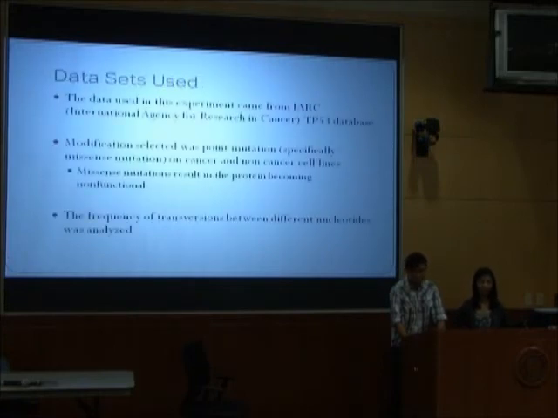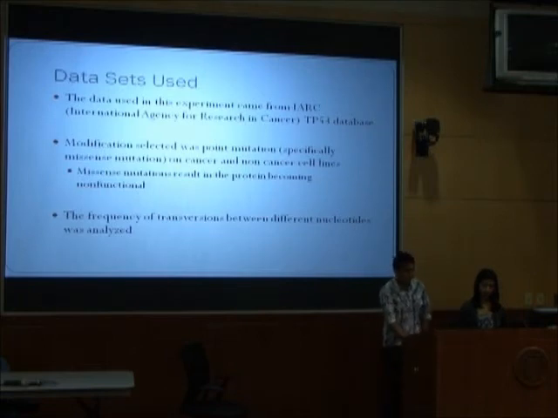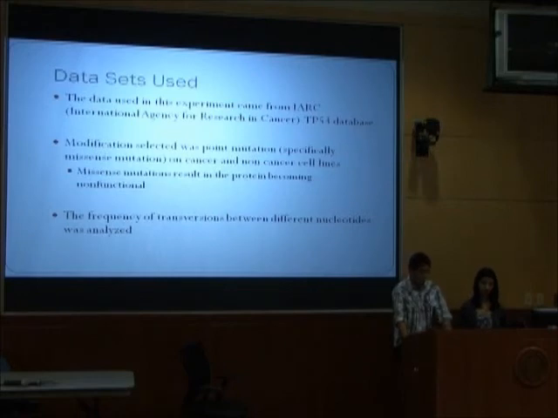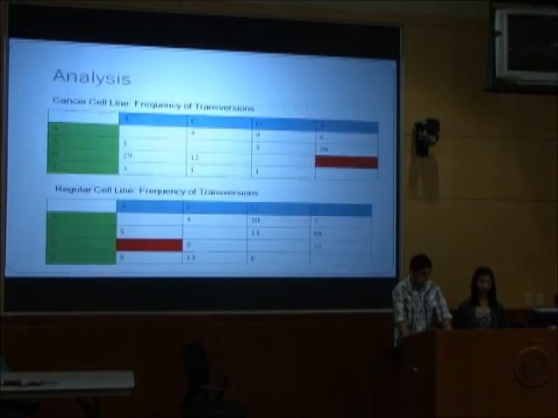In our data sets, we gathered data from the IARC, the International Agency for Research on Cancer, specifically their database for TP53 mutations. The modification selected was a point mutation, specifically the missense mutation, on cancer and non-cancer cells. The missense mutation results in the protein becoming non-functional. What we did was analyze the frequency of transversions between different nucleotides.